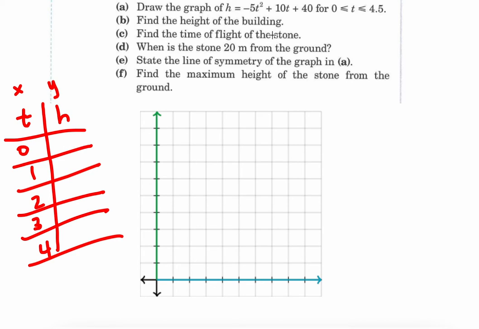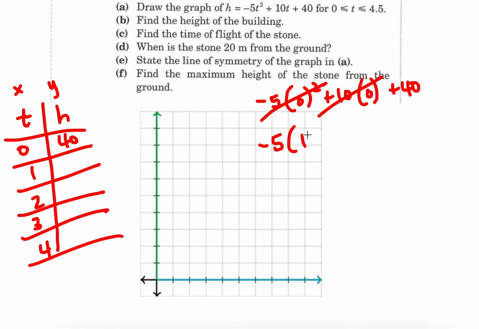Okay, so if t were equal to 0, it would become -5 times 0 squared plus 10 times 0 plus 40. Well, both of these will cancel out because anything times 0 is 0, plus 40 at the end, so the answer is 40 for h.